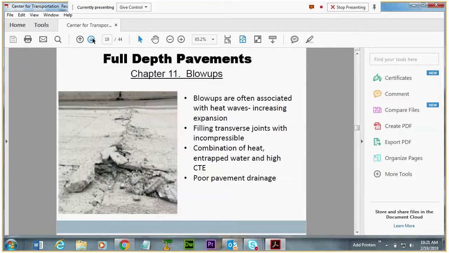Chapter 11 is blow-ups. We typically see those when we see a heat wave, along with association with entrapped water, and sometimes with the high coefficient of thermal expansion and poor pavement drainage, which leads to that. Next slide.